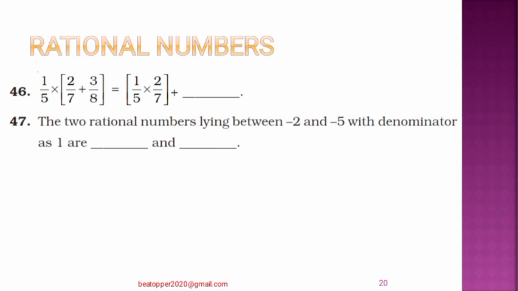Next question: 1 by 5 into 2 by 7 plus 3 by 8. This is also the distributive property. So 1 by 5 into 2 by 7 plus 1 by 5 into 3 by 8.